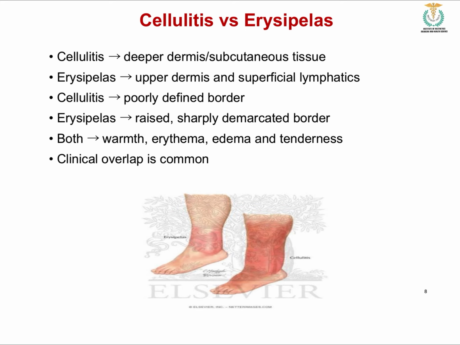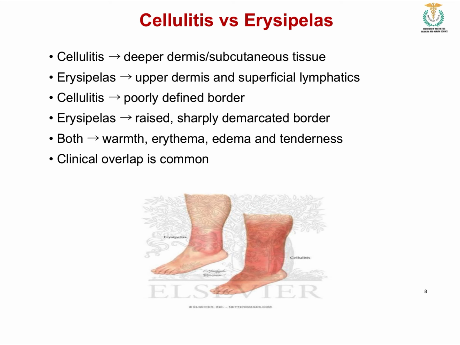Clinically, cellulitis generally has a poorly defined border. Erysipelas usually has a raised and sharply demarcated border. Both can produce warmth, erythema, edema, and tenderness. Both can also cause systemic symptoms. So, if you remember only one thing from this slide, deep and poorly defined is cellulitis, and superficial, raised, and sharply defined is erysipelas. But remember that real patients don't always follow the textbook descriptions exactly.